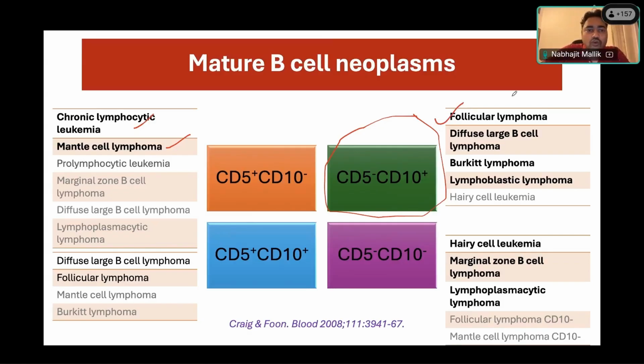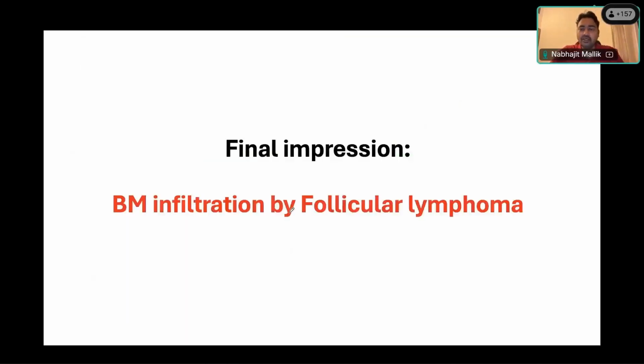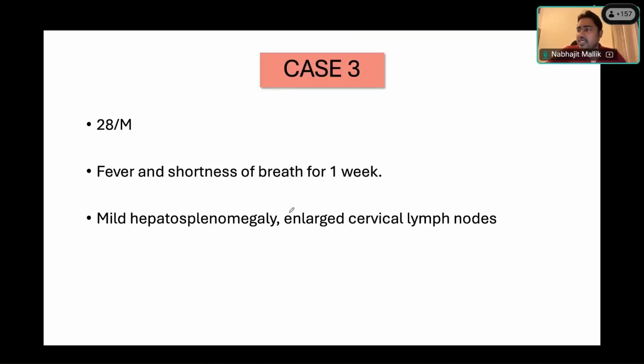Great. So do remember this chart. This is something that is very important. CD5 and CD10 will be used to classify our mature B-cell neoplasms, right? So great, we finished this. We go to our case 3.